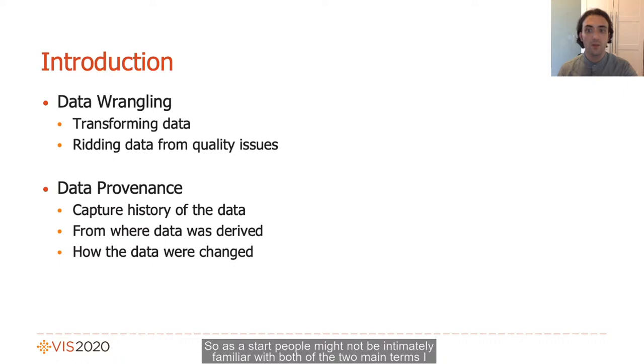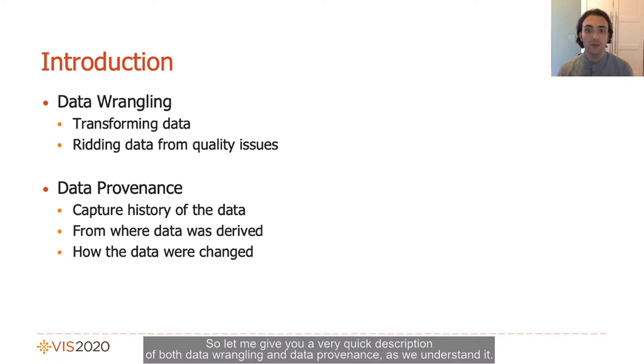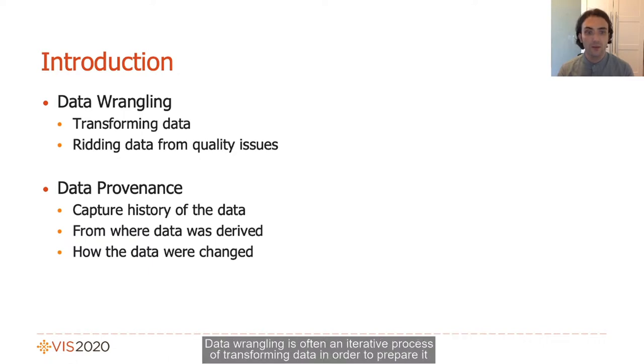So as a start, people might not be intimately familiar with both of the two main terms I will talk about today. So let me give you a very quick description of both data wrangling and data provenance as we understand it. Data wrangling is often an iterative process of transforming data in order to prepare it for subsequent analysis and rid the data from quality problems or issues.